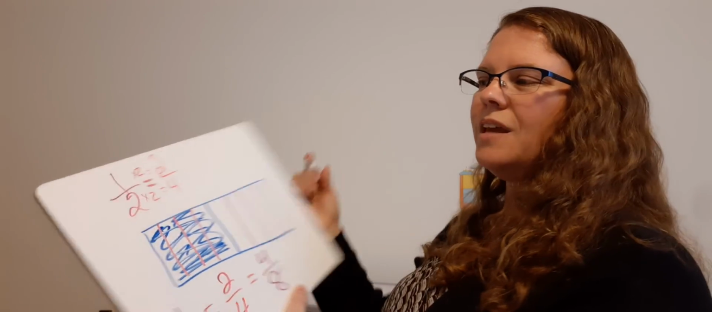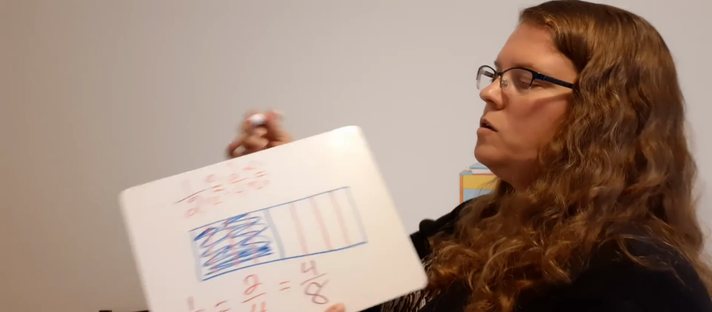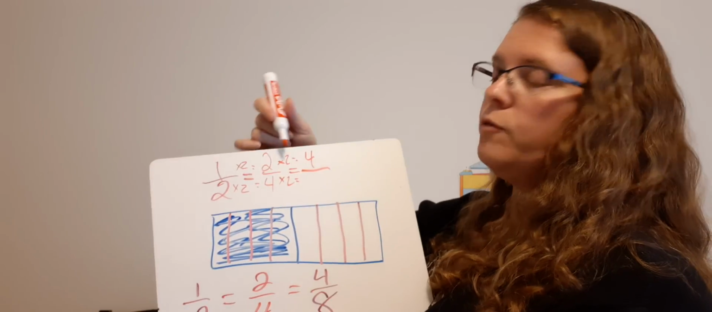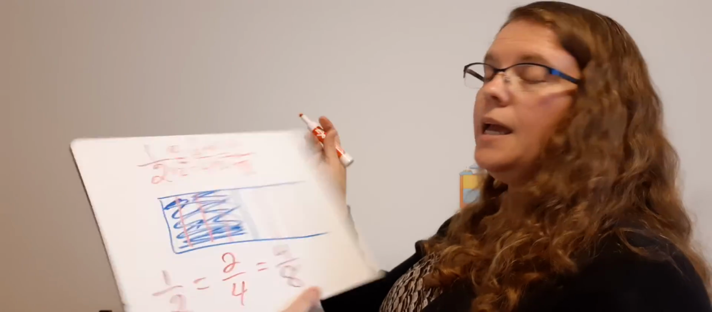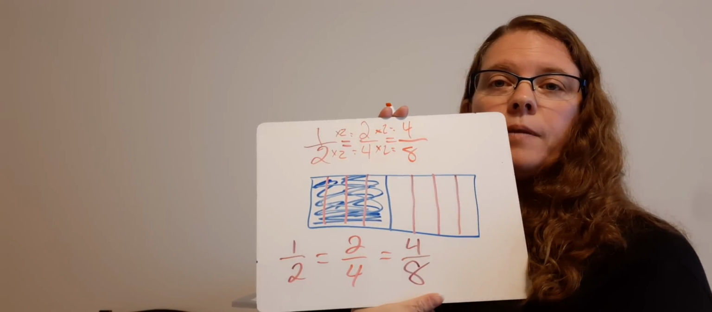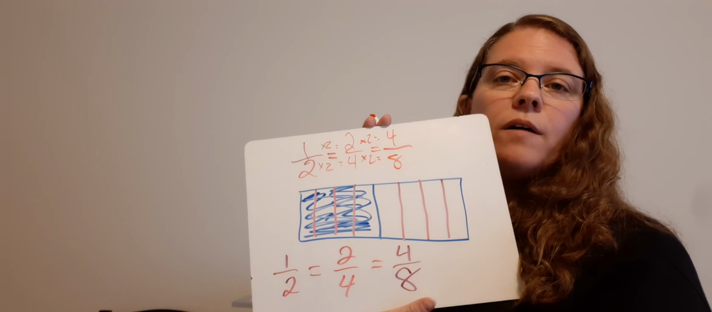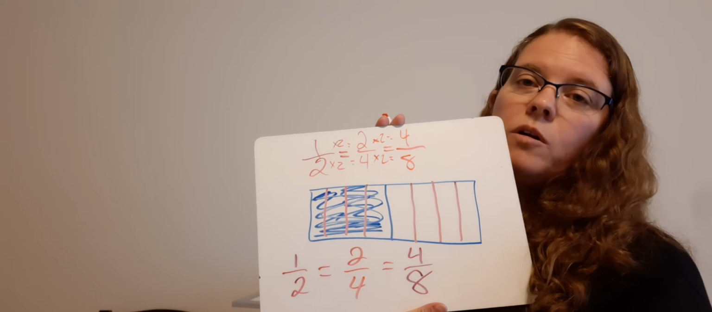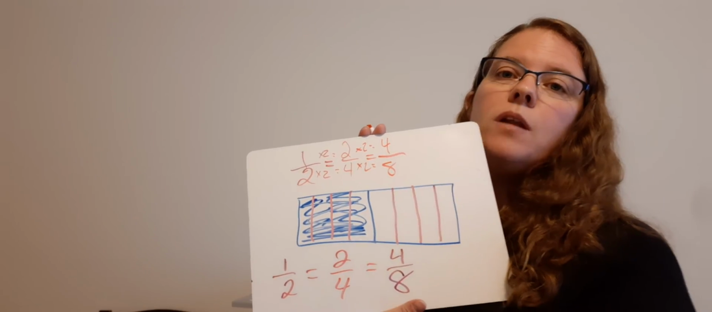What if I do the same thing and I multiply it by 2 again? So 2 times 2 would be 4, and 4 times 2 would be 8. Okay? So I can do that without even doing a model as long as I multiply the numerator and the denominator by the same number. All right, so that's number 18. Let's take a look at number 19.